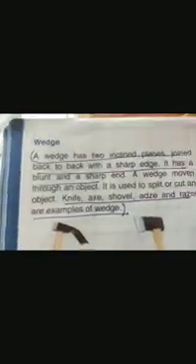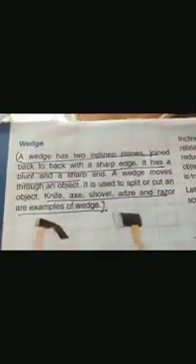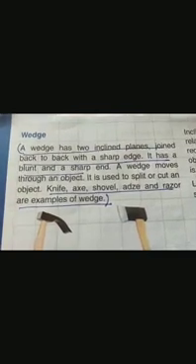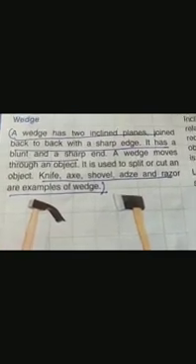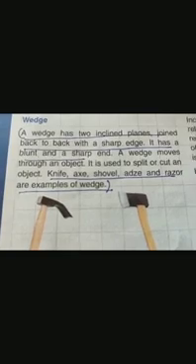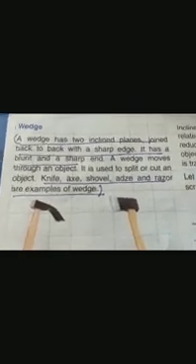Then, let's come to the next one. What is a wedge? Give 2 examples of wedges used at home. So, you can write from here, page number 96. A wedge has 2 inclined planes joined back to back with a sharp edge. It has a blunt and a sharp end. So, you can write any 2 examples from here. Knife, axe, shovel, adze and razor. Any 2 are used at home.